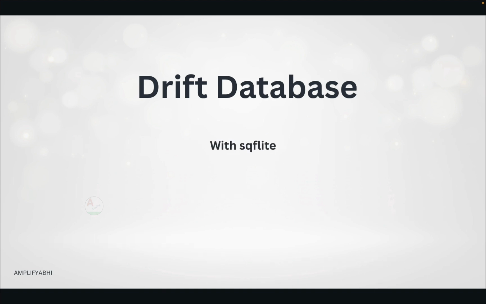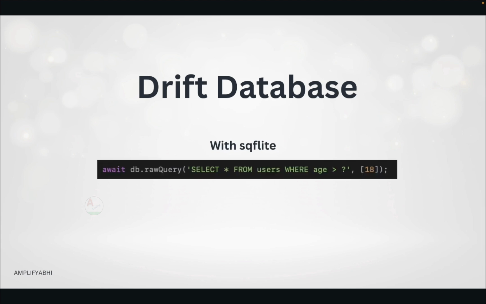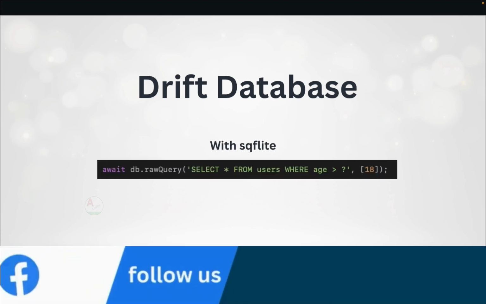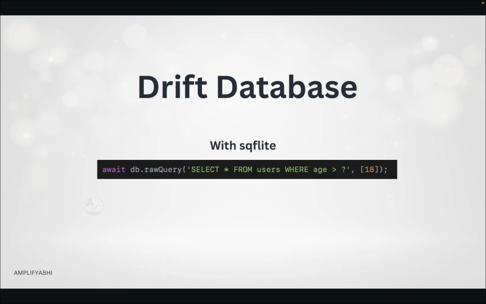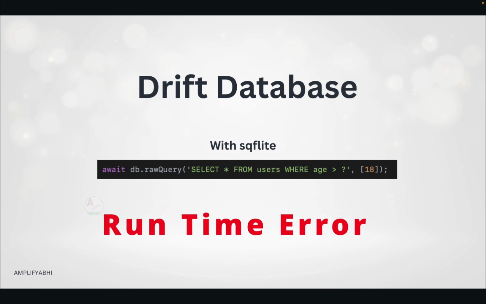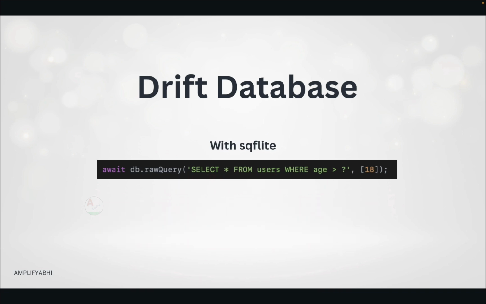So with SQFlite, this is the command we write, like a query. I can say select star from users where age is greater than 18. Here you might face runtime issues when you write these manual queries. A spelling mistake, or even a difference in the word you use, might run into a runtime issue and will not be detected at compile time. So while you compile the application, everything works fine, but at runtime the issue will occur.